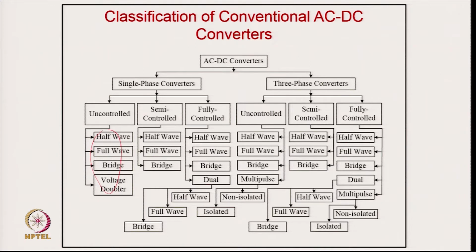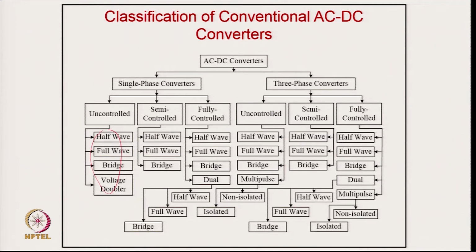Similar classification we have for the conventional three phase AC DC converter: uncontrolled, typically again half wave, full wave, bridge, and here of course we have a multipulse also. Multipulse can be isolated or non-isolated, because you might be using a transformer or you may not be using one. When we have a semi control, you have half wave, full wave, bridge, but in fully controlled converter you have a further classification of half wave, full wave, bridge and dual converter, and then dual converter can be half wave, full wave and bridge, and then you have a multipulse which can be non-isolated or isolated.